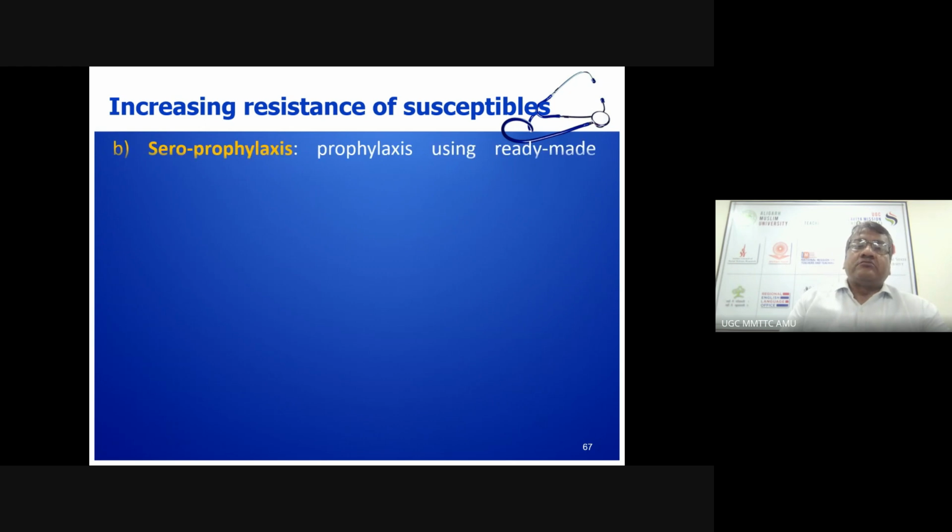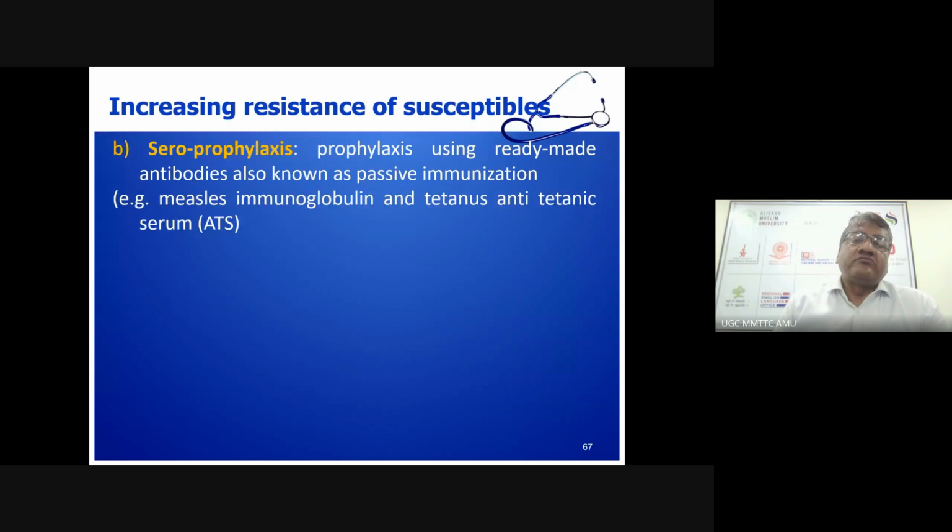Seroprophylaxis is ready-made antibodies, also known as passive immunization. Examples are immunoglobulins and tetanus anti-tetanic serum, ATS. That is an example of what we take in case of an injury by rusted iron. So we give the seroprophylaxis. They are basically ready-made antibodies for passive immunization.